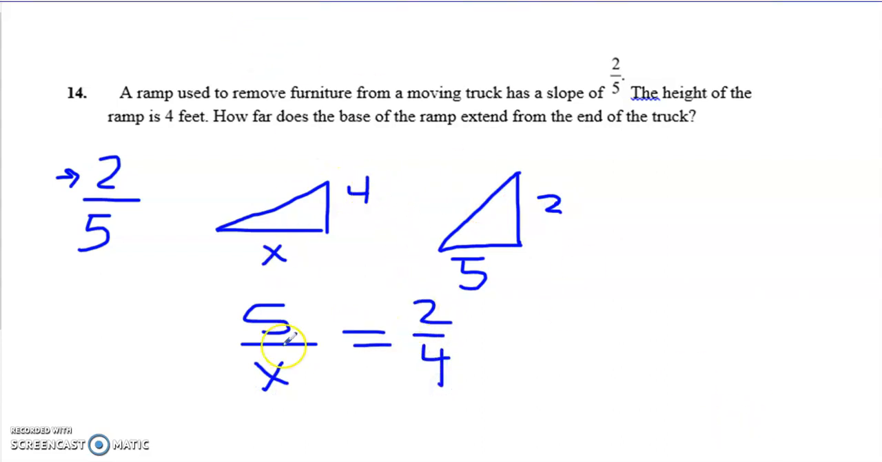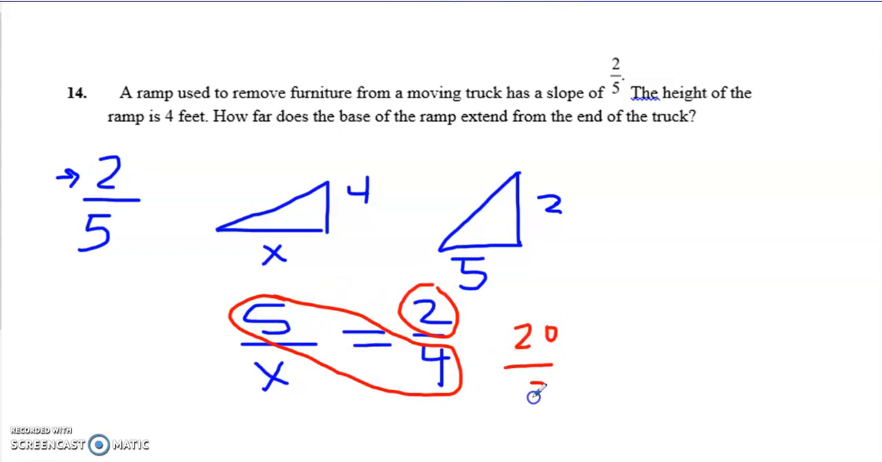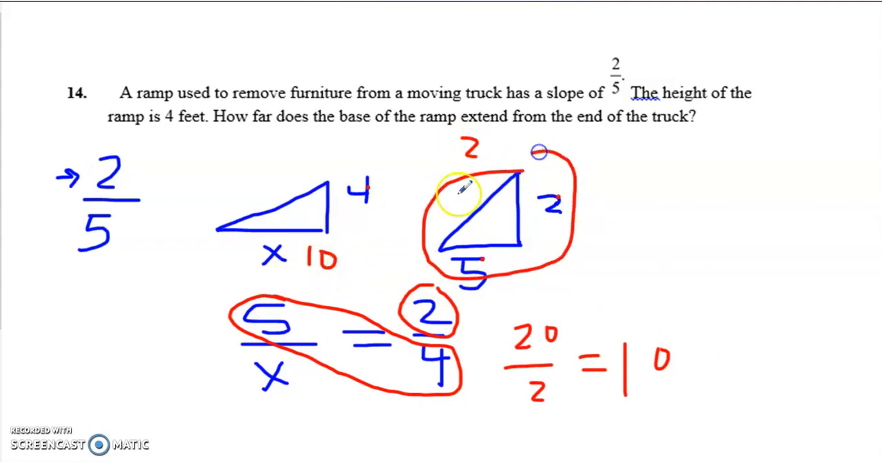So now we do the butterfly to find out what x is. We cross multiply and then divide by this guy. So 5 times 4 is 20, and then divide by 2 is 10. So we know that our x is 10. Another way to look at it is 2 times 2 is 4. 5 times 2 is 10. So we're basically doubling this triangle to get to this one. So x equals 10.